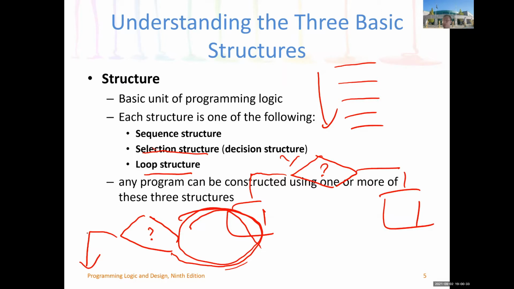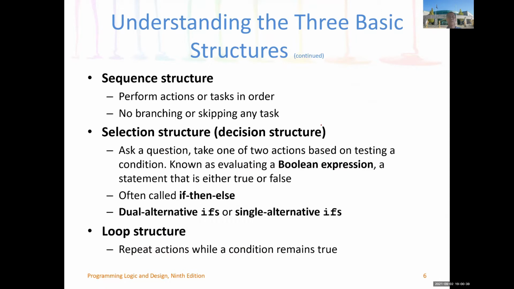Any program can be constructed using one or more of these three structures. So the sequence structure performs the action or the task in order, everything from the first statement to the second and the third and so on. You have no branching or skipping any task.